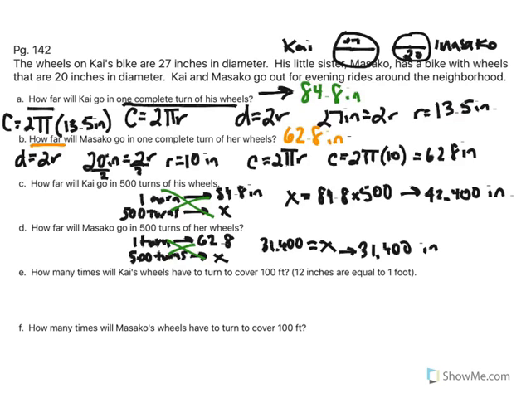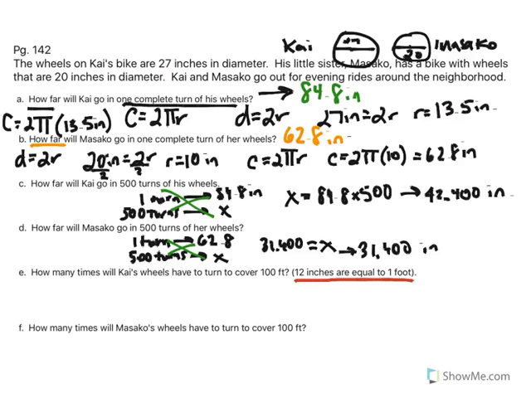Now it asks us, how many times will Kai's wheels have to turn to cover 100 feet? 12 inches are equal to 1 foot. Read the question. This is obviously important information, this conversion right here. So, let's take a look at the question again, given this important information. How many times will Kai's wheels have to turn to cover 100 feet? Well, we know how many turns one complete turn of his wheel is in inches. We know it's 84.8 inches in one turn.